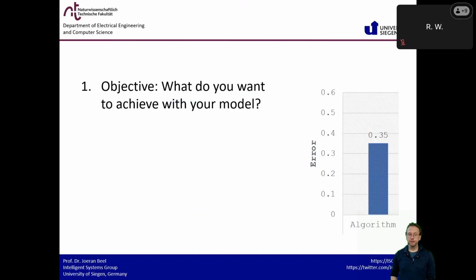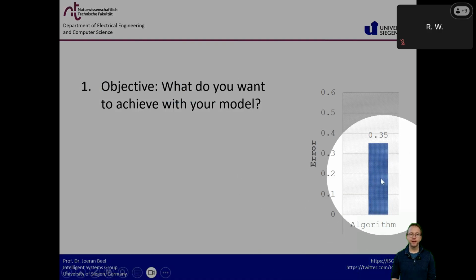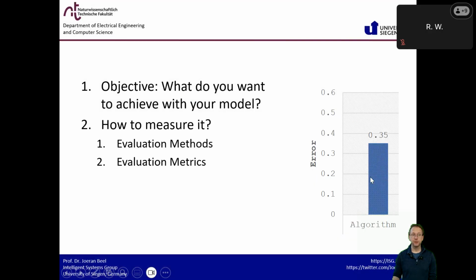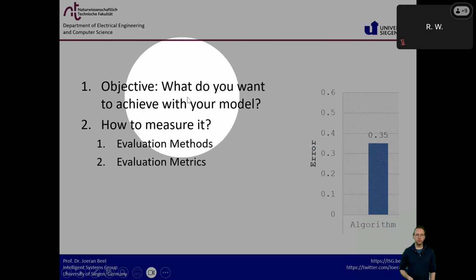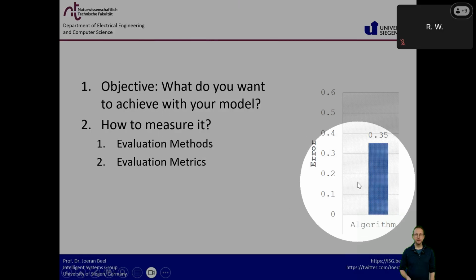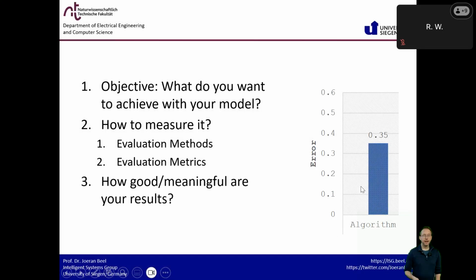Typically, what you see in a bachelor thesis, in a master thesis, in a business report, in a research publication, it's simplified something like this: a bar chart or a table that tells you how good in terms of accuracy or error metric a certain algorithm is. So that relates to the evaluation metric, but not really to the objective. It's not really telling you what the business objective is. And the third important question is, how good and meaningful are your results really?